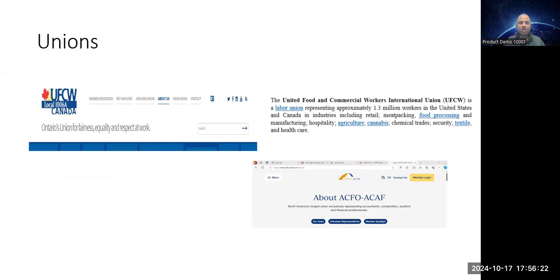Okay. And one of the unions in Canada would be UFCW. The other one would be ACFO, ACAF. Okay. So UFCW stands for United Food and Commercial Workers International Union. This is a labor union with 1.3 million workers in the States and Canada and industries like retail, meatpacking, food processing, manufacturing, hospitality, agriculture, chemical trade, security, textile, and healthcare.